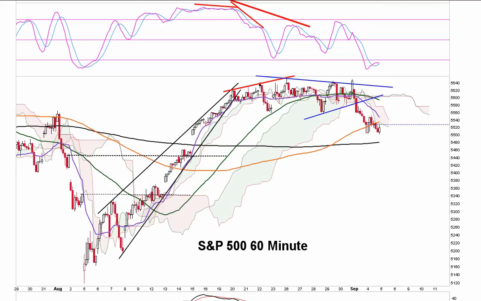S&P 60-minute chart, again, failed breakout last Friday. We had the market closed on Monday. We have a short trading week. We began to sell off on Tuesday. We're selling on Wednesday. 60-minute charts are bearish. Daily momentum is bearish. Here we're below the momentum line, the purple line there, the momentum cloud. They're pointing down. We're just above the 200.